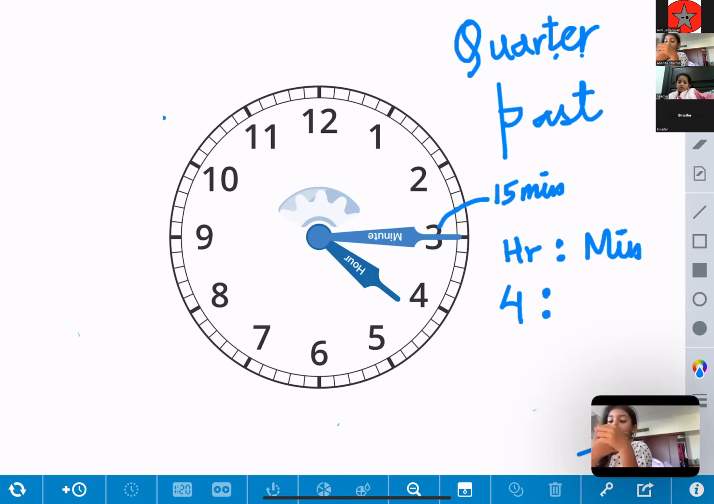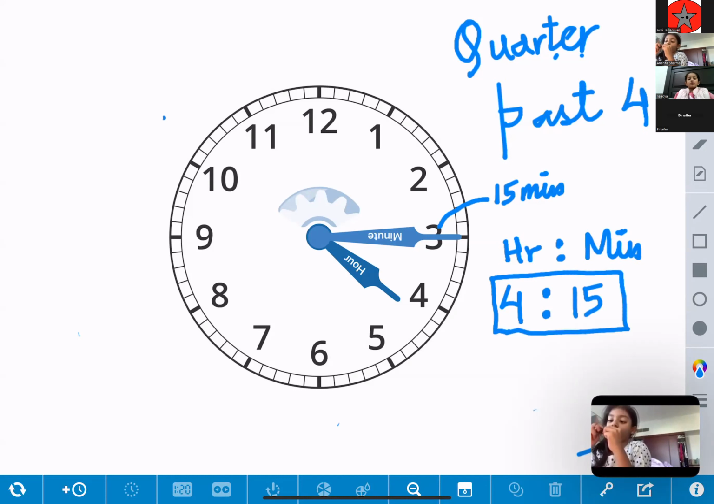So now that my minute hand is at 3, I'm going to write 15. So 4:15 is the digital format, and in analog, I'm going to say quarter past 4. Agree?